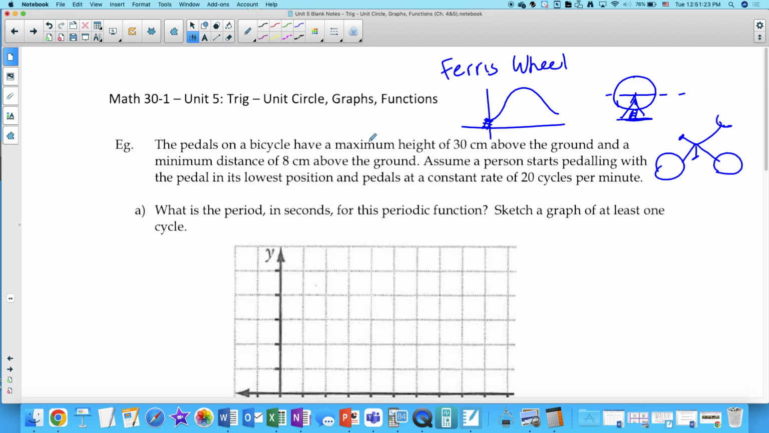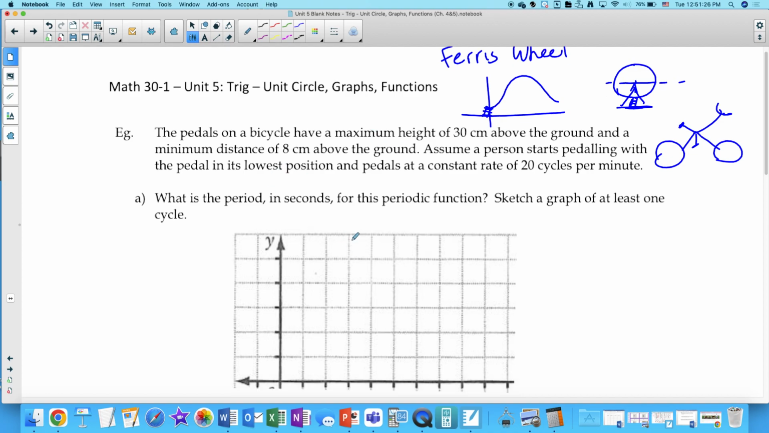The pedals on a bicycle have a maximum height of 30 centimeters above the ground with a minimum distance of 8 centimeters above the ground. The pedals don't go all the way down to the ground; the wheel goes down to the ground, pedals don't. Assume a person starts pedaling with the pedal in the lowest position and pedals at a constant rate of 20 cycles per minute. What is the period in seconds for this periodic function? Sketch a graph of at least one cycle. And then eventually we're going to get an equation.